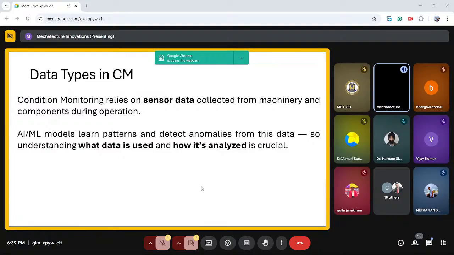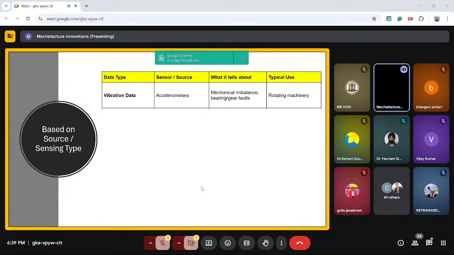Now, what data does a condition monitoring system utilize? We already saw that condition monitoring relies on sensor data from the machines, and how these data are connected with each other, which is called patterns, to detect anomalies. Now let's see what the actual data are. We already saw this earlier, but let's go into a little more detail. Since this is AI-based, what data is useful for AI? That is what we are going to focus on.